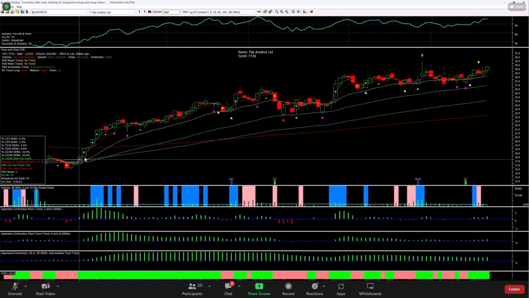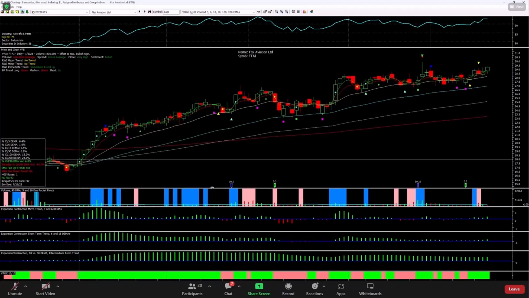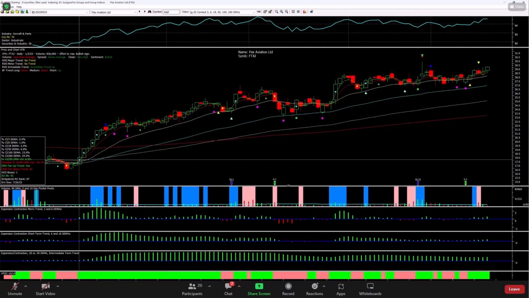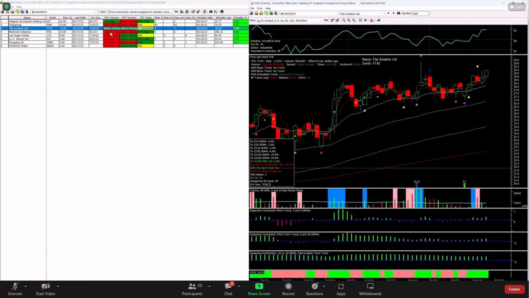And we can scan for these efforts to rise, and we can scan for the efforts to rise on the crossover. So we can do all kinds of stuff with this program. Okay, let me move on to another chart that I looked at.